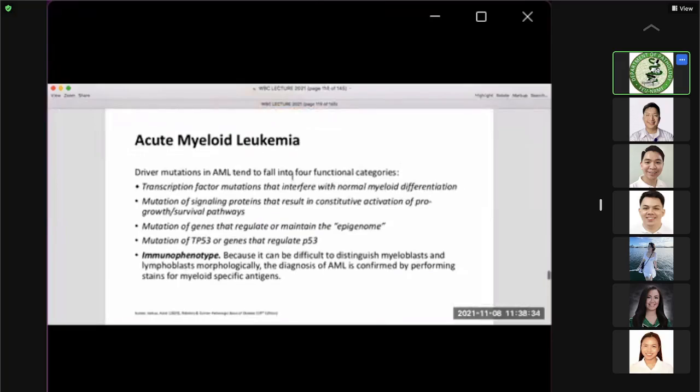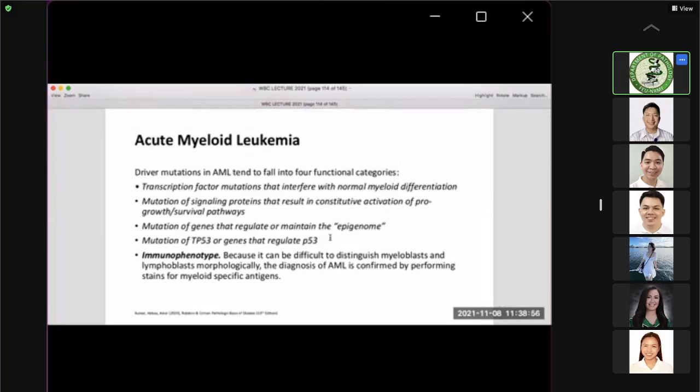There are four functional categories of mutation, no? Transcription factor mutation, mutation of signaling proteins, mutation of genes that regulate or maintain the epigenome, and mutation of P53 or genes that regulate P53.